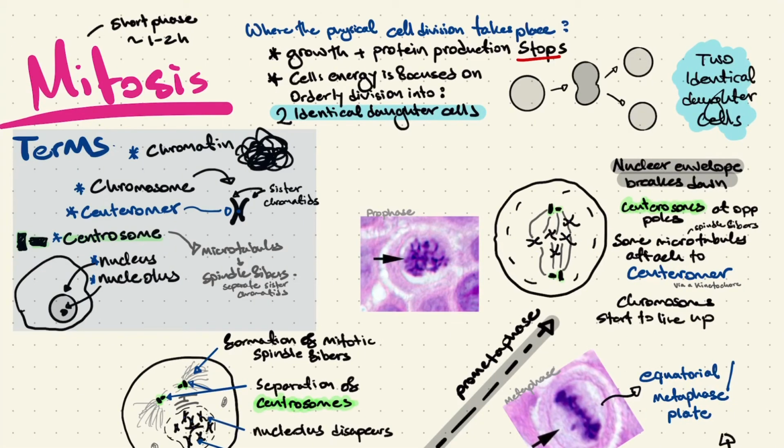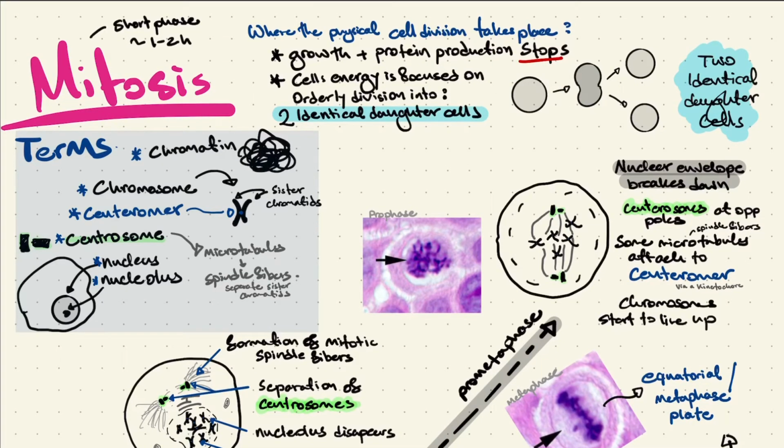The second major phase of cell division is mitosis. Now, this phase is a short phase. It's about 1 to 2 hours long, and this is where the physical cell division takes place. Now, growth and protein production stops, and all the cell's energy is focused on orderly division into 2 identical daughter cells from a single cell.